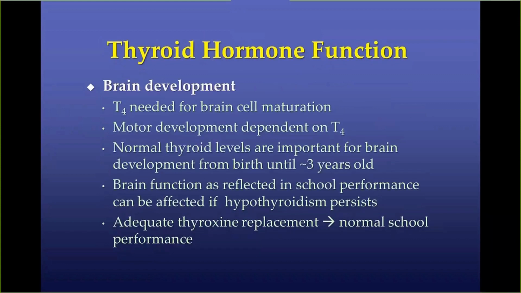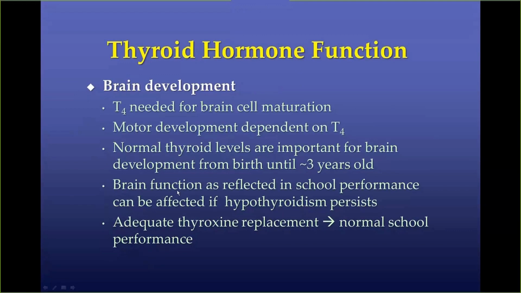Brain development is important, and I will be talking about that again at some point during this presentation. T4 is needed for brain cell maturation, and motor development is dependent on T4. Normal thyroid levels are important for brain development from birth until 3 years old, and that's important here to know, that number, 3 years old, and I will say why.